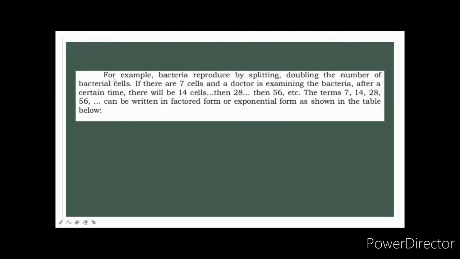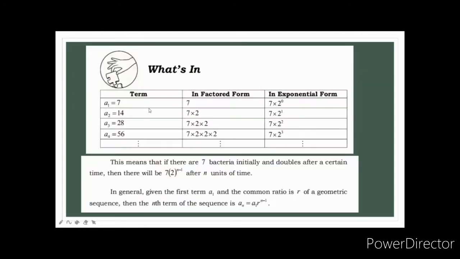For example, bacteria reproduce by splitting, doubling the number of bacterial cells. If there are 7 cells and a doctor is examining the bacteria, after a certain time, there will be 14 cells, then 28, then 56, and so on. The terms 7, 14, 28, 56, and so on can be written in factored form or exponential form as shown in the table below.